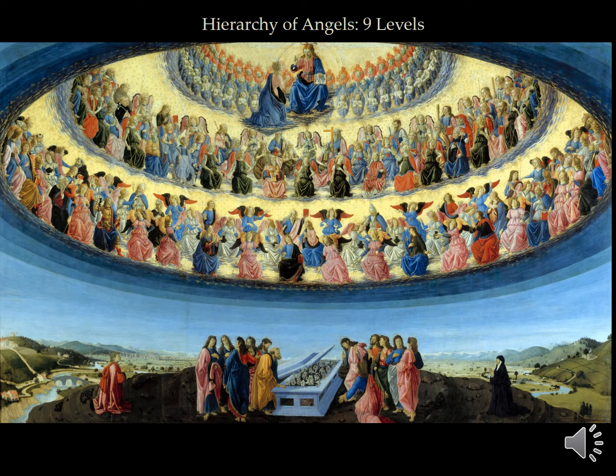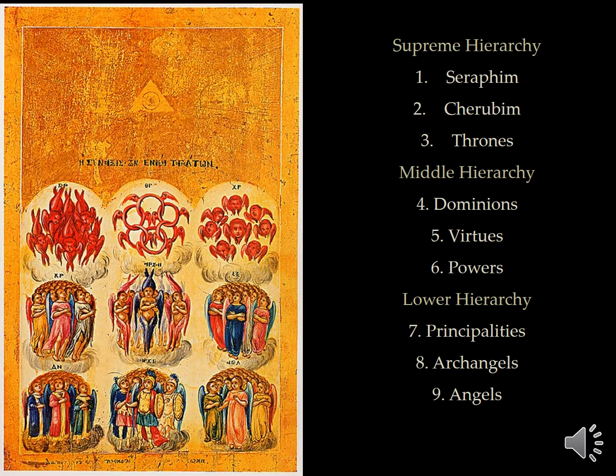Now, as people want to know, there are 9 hierarchies of angels, just like there are 9 levels of hell and 9 levels of heaven. They mirror one another. The angels that you often see in art are one of 2 varieties that do not necessarily follow canonical established tradition.